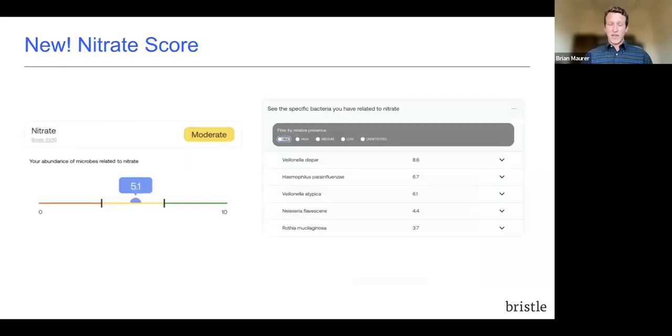And one of the latest insights we've actually included is our nitrate score. So giving you now a way that you can measure the bacteria in the oral cavity that produce nitric oxide from nitrate. And I'll get into, on the next slides, how you can use these types of insights in actual care with your patients.